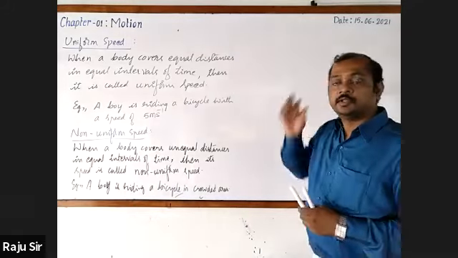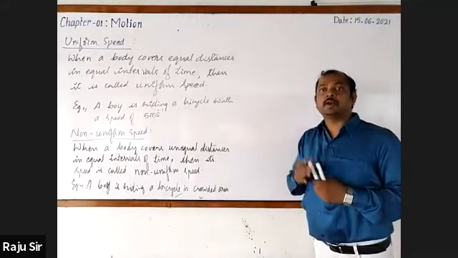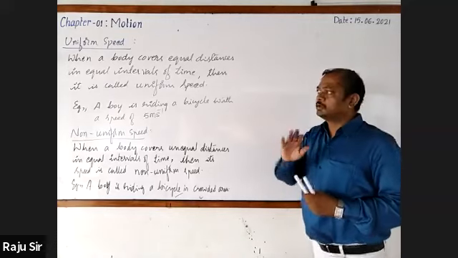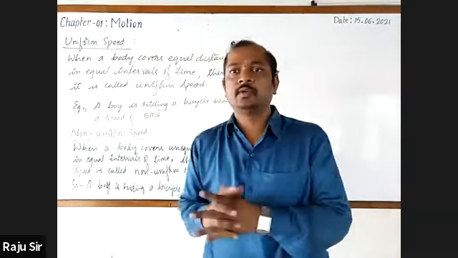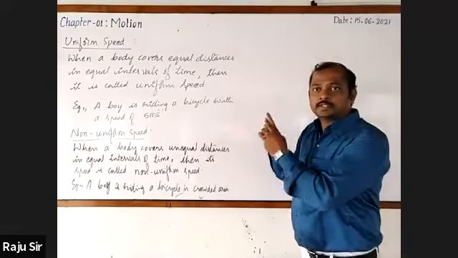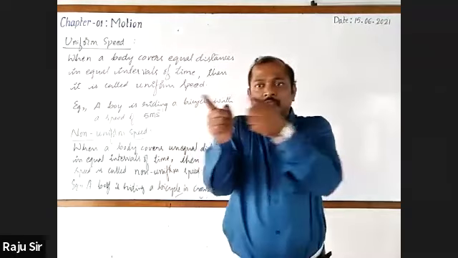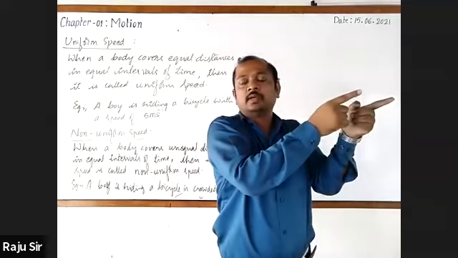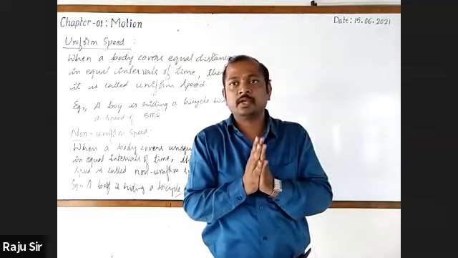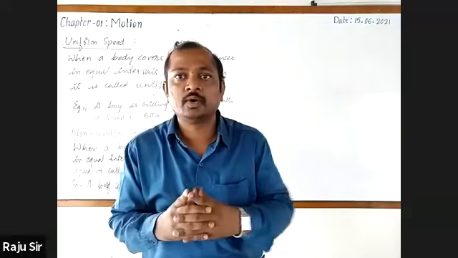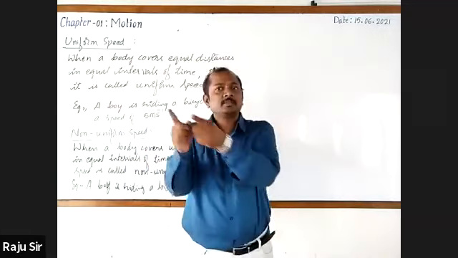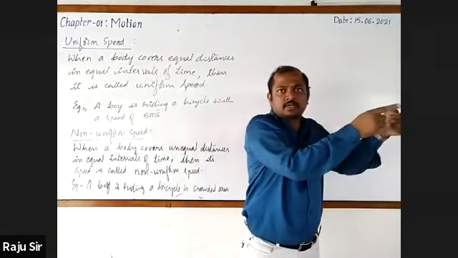Next, uniform velocity. Just I'll give you the hint. You may try to write yourself. Look here. Velocity is to be considered when a body moves along a straight line. Everybody should look here. Sorry, Rohan, look here. Velocity is to be considered when a body moves along a straight line.